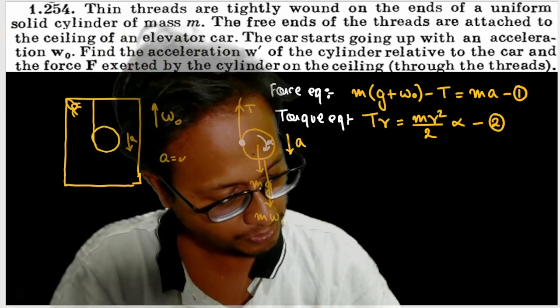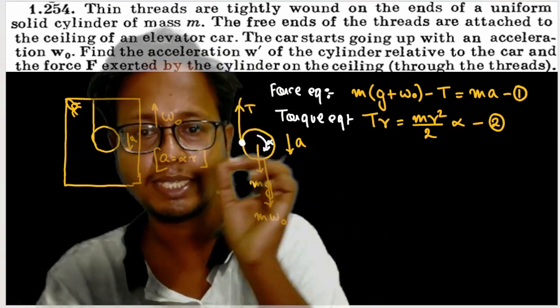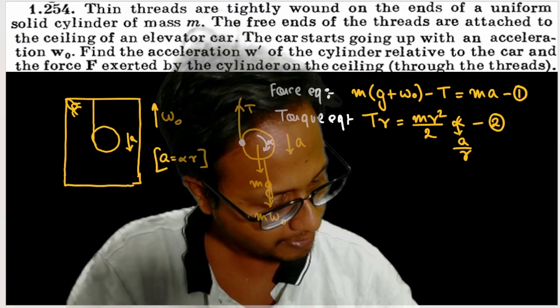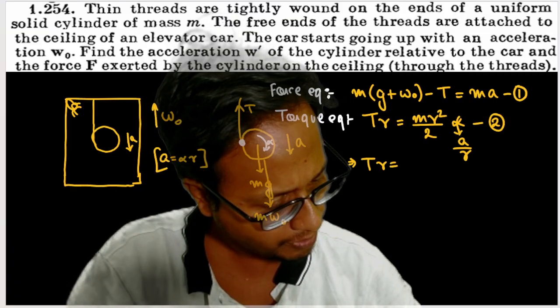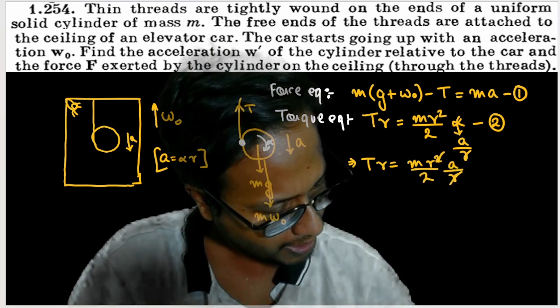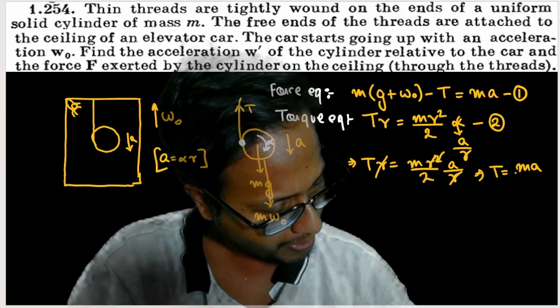Or a is equal to alpha R. By using this equation, I can say alpha is equal to a by R. So this alpha is nothing but a by R. So I can get tension into R is equal to mR square by 2 into a by R. R and R will get cancelled. So tension force is equal to ma by 2.